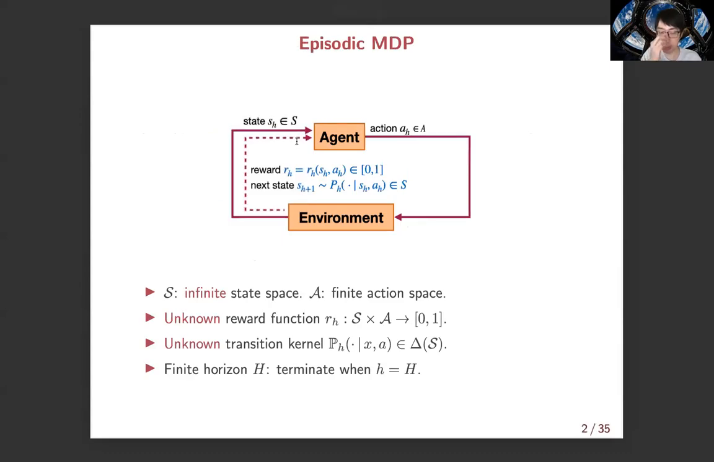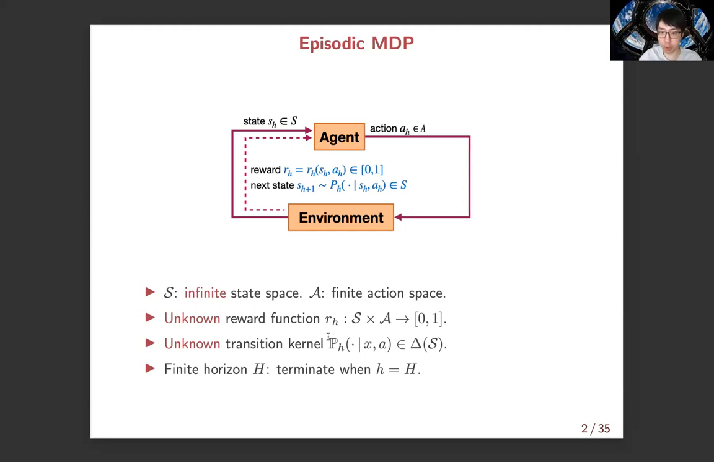So the setting is the same. We have an agent which interacts with the environment. The agent can take an action, and the environment will return a state. And then the agent receives the reward, and then the environment transits into the next state. So there are several key components here. One is the infinite state space, which makes the problem very hard. And for simplicity, we'll assume a finite action space, but the action space can also be infinite, up to some modification to the algorithm. And we assume unknown reward function and unknown transition kernel.